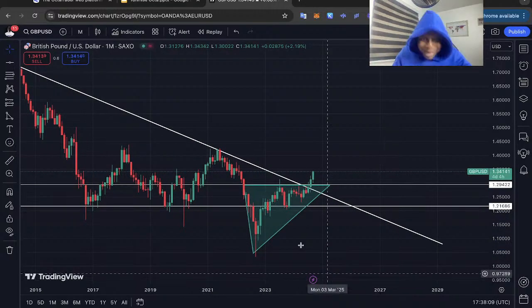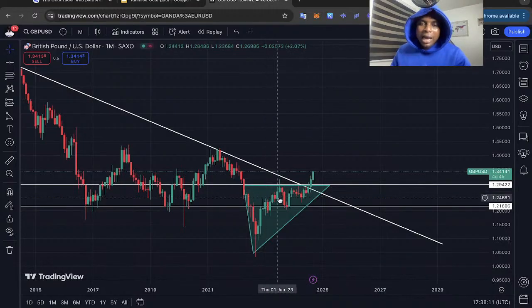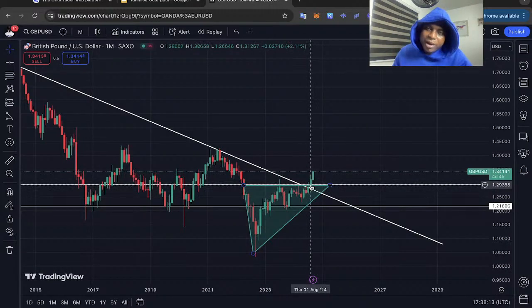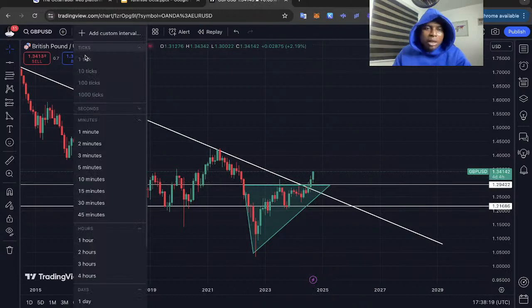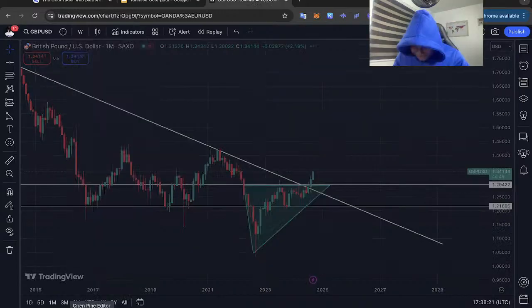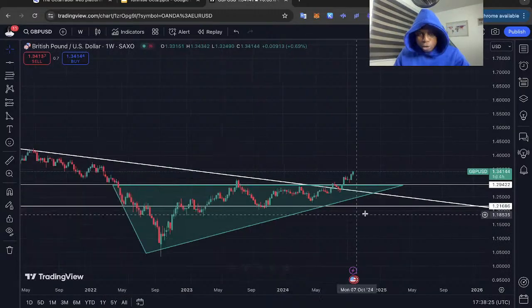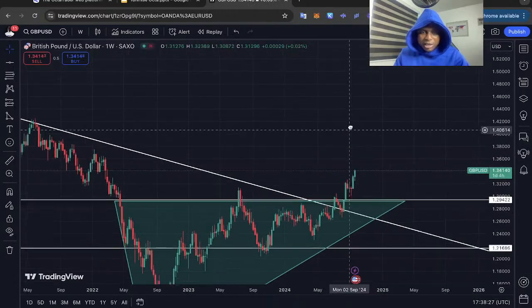Awesome. Ascending triangle. All right. And from this ascending triangle now, we saw that price has broken out upwards from the ascending triangle. Now, when we go down to the lower time frames, like the weekly time frame here, it becomes more clear to us what the market is currently doing.